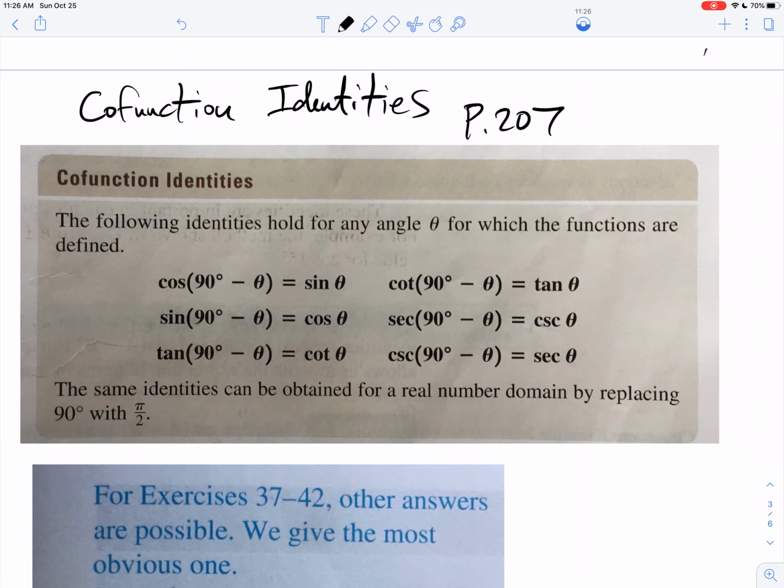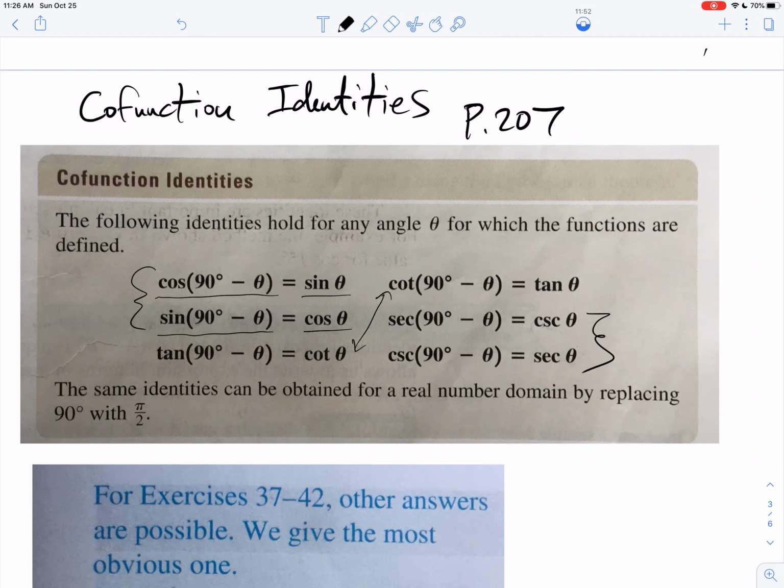And they look kind of ominous, and there's a lot of them. But you know what? These are easy peasy. They really are. And they're all paired up in a certain fashion. It says here, cosine of 90 minus theta equals sine of theta. Sine of 90 minus theta equals cosine theta. So these two guys are kind of grouped together. And then the tangents and the cotangents have a similar rhythm, as do the secants and the cosecants.